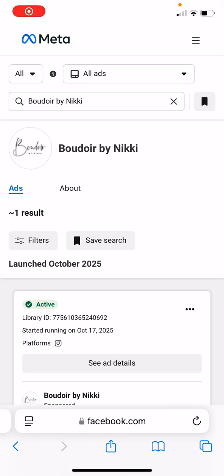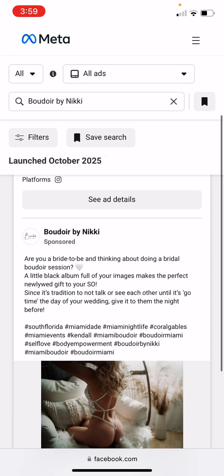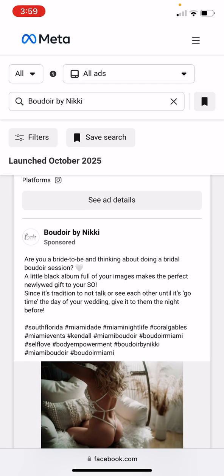All right, Nikki, we're going to take a look at your Boudoir Instagram ad here and go through some mistakes that are causing not as many bookings to happen as you want, and not as many qualified people coming through, qualified conversations.